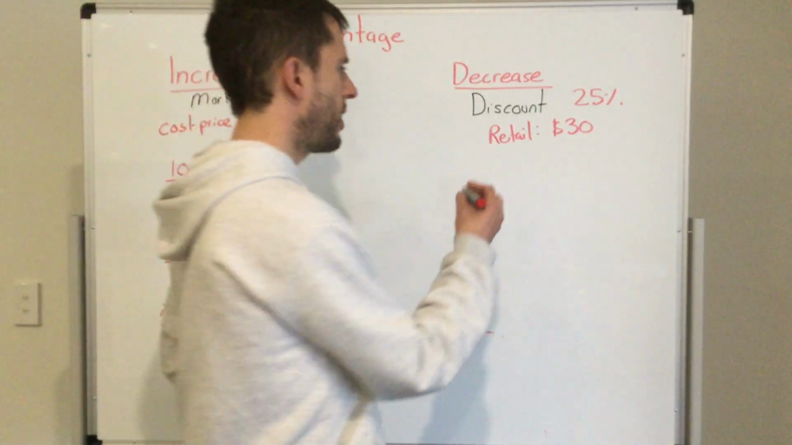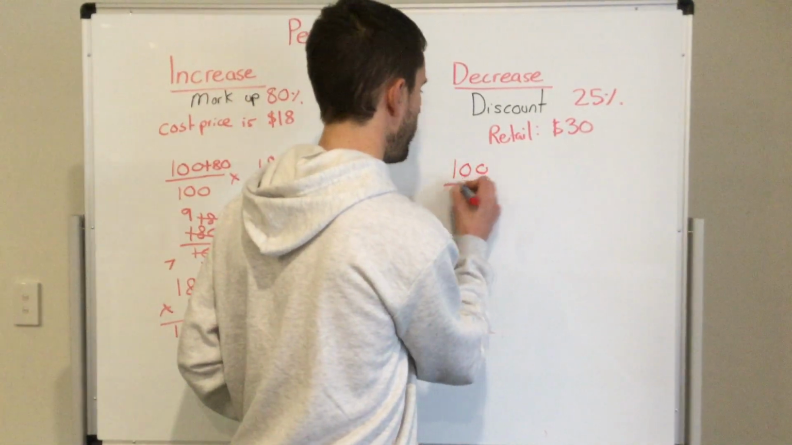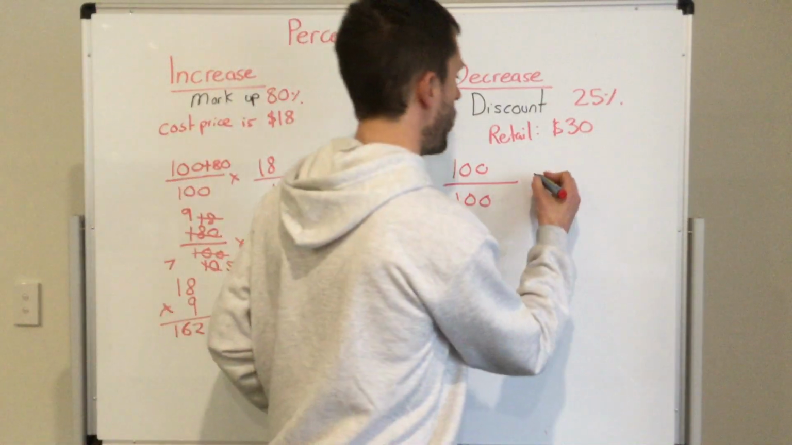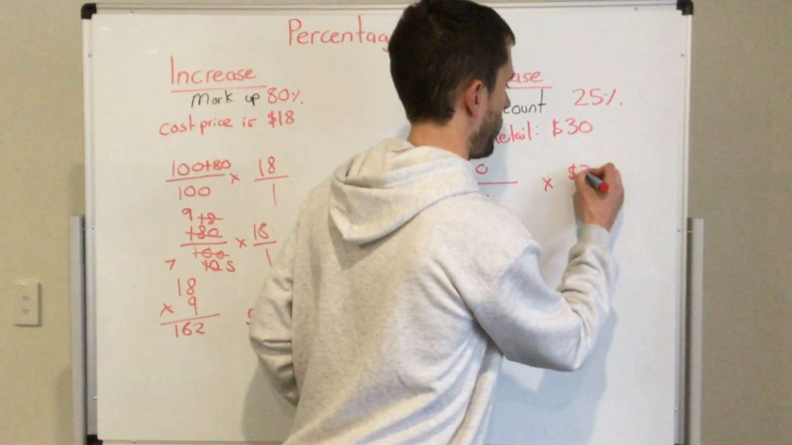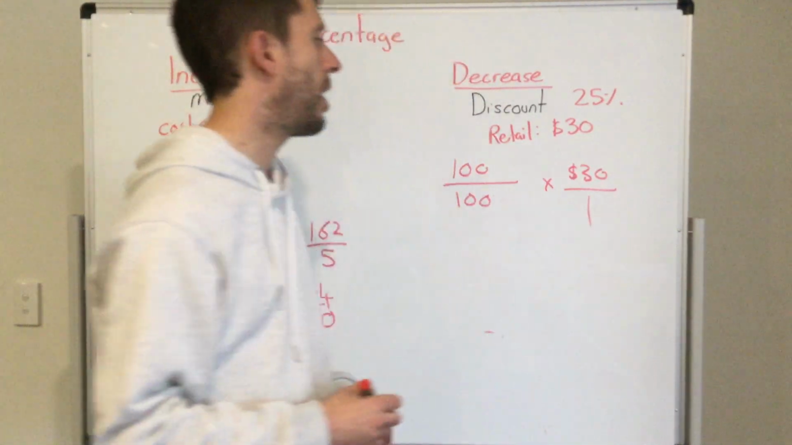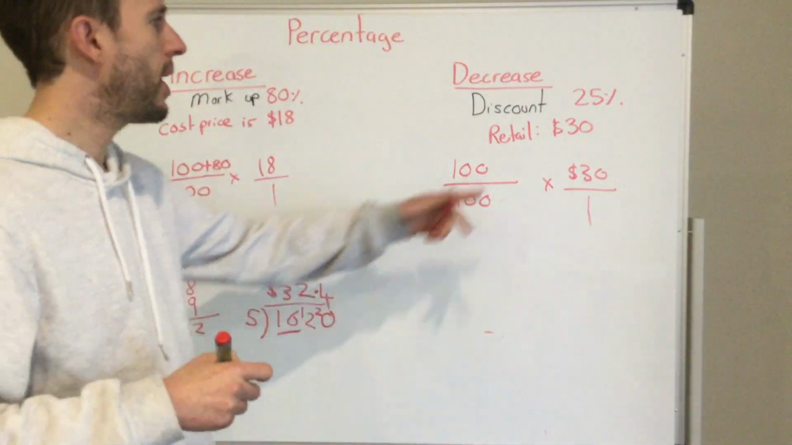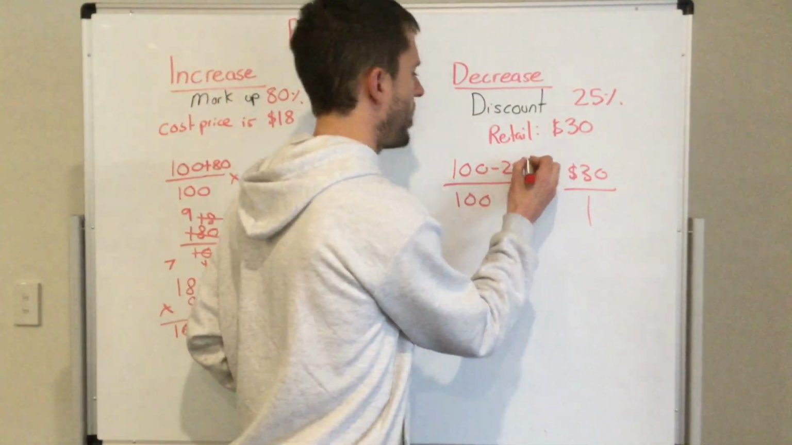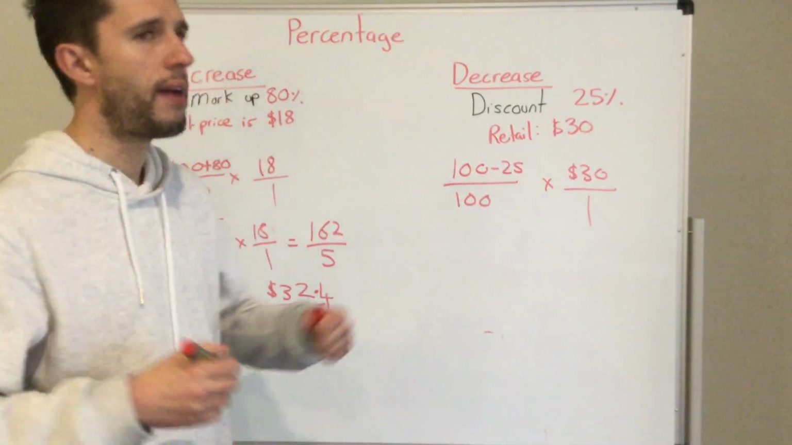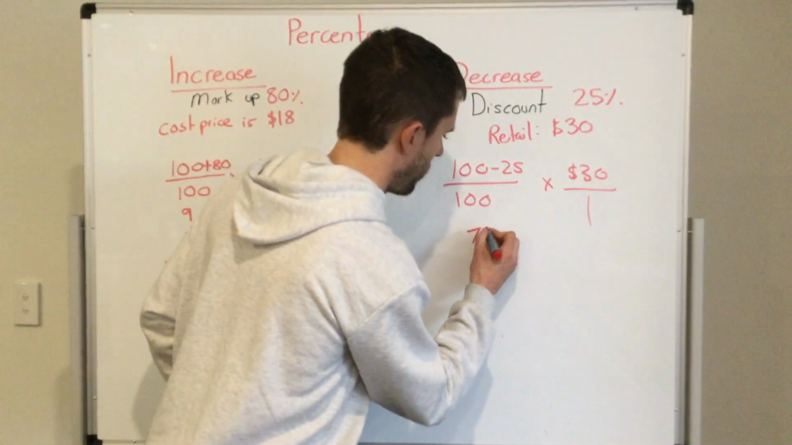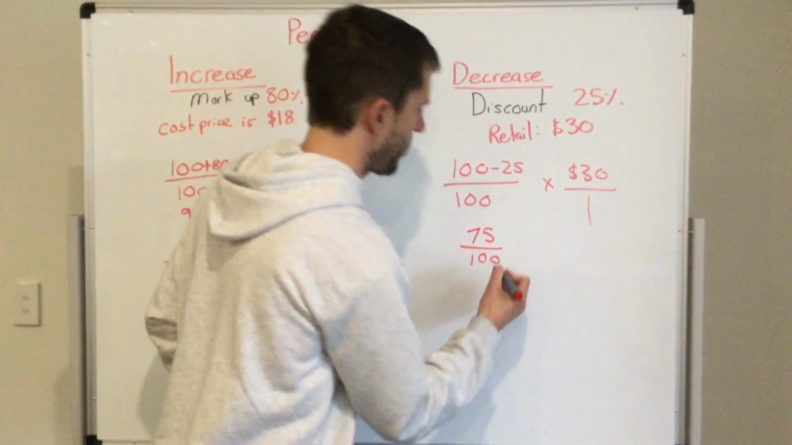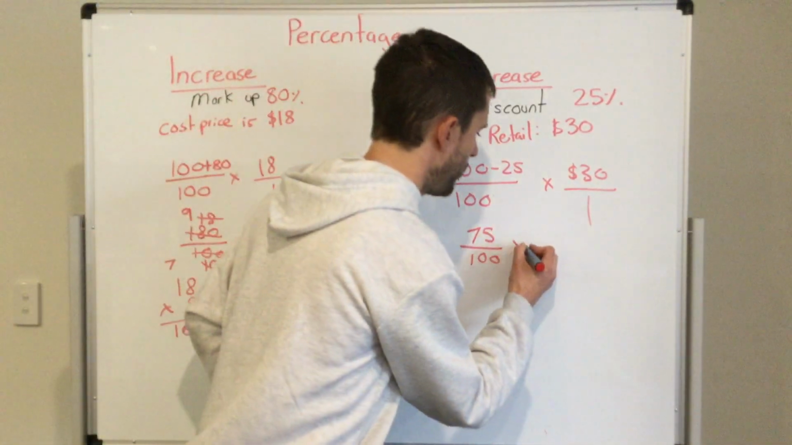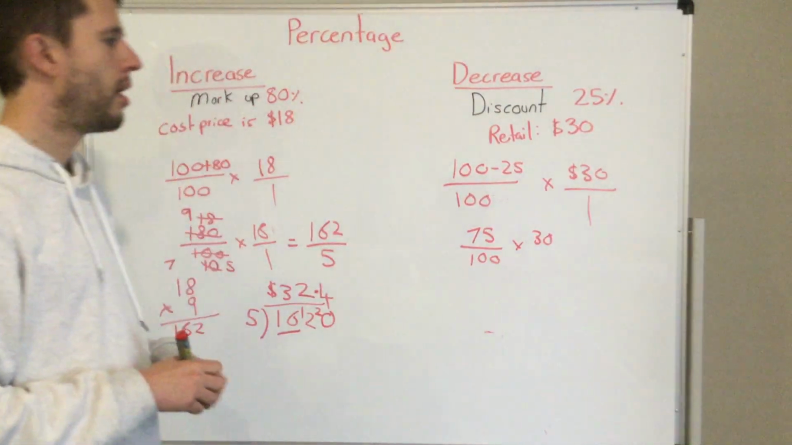How about decrease? Exactly the same thing applies. It's 100 over 100, 100% off the retail price that I would normally be paying. So 100 over 100 times 30. But I'm paying 25% less, so I'm minus 25. 100 minus 25 is 75. Sorry, 75 over 100 or 75% times 30 over 1.